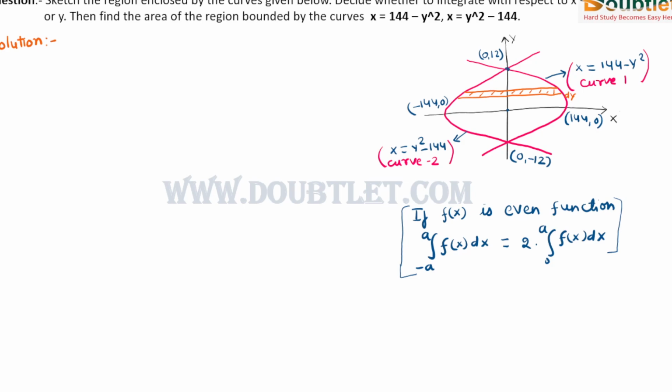So we can see that there are two parabolas given. We have drawn the diagram of both the parabolas. If we name this parabola as curve 1 or upper curve, then we can easily draw the graph of this parabola like this. So it will intersect as y, 144 minus y square, so it will have y equal to 12 and minus 12. It will intersect the y-axis at 12 and minus 12.